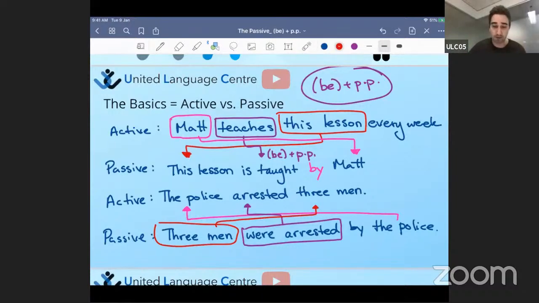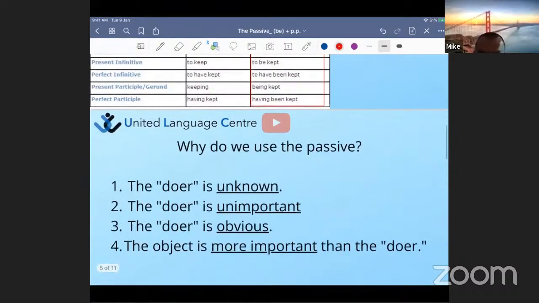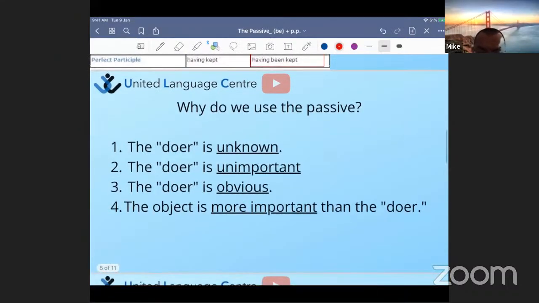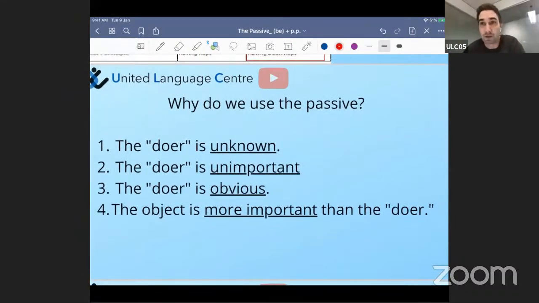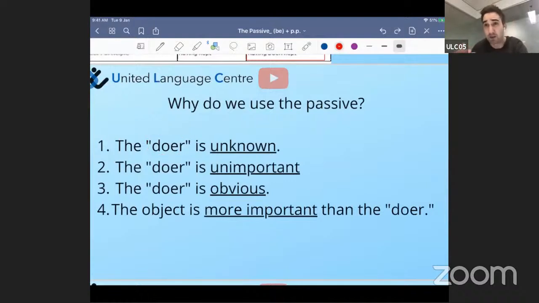It's not because English is crazy. Okay, English is crazy, but that's not the reason today. There are 4 main reasons why we use the passive. When I talk about the doer, what I mean is the subject, the person who is doing the action. The teacher, the robber, the killer, the arrestor, anyone who's responsible for doing the action.